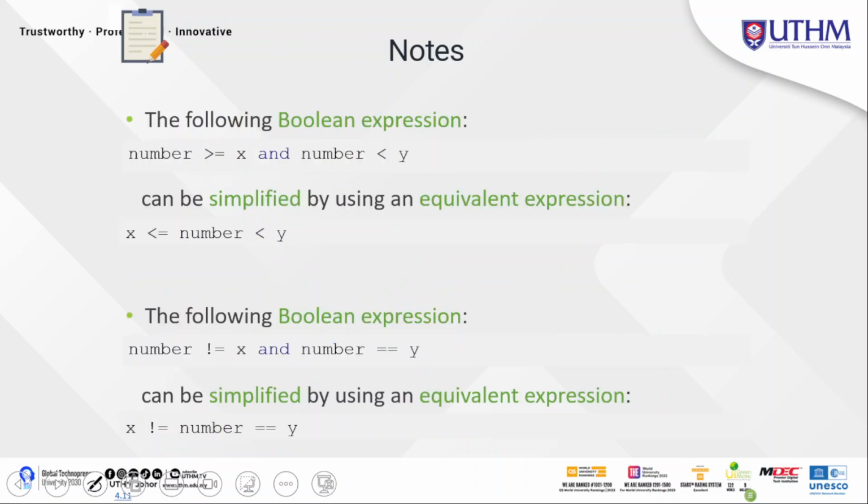Okay, Boolean expression. Number greater or equal to x and number less than y can be simplified by using equivalent expressions: x less than or equal to number, which is less than y. The following Boolean expression, not equal to x and equal to y, can also be simplified by using an equivalent operator. Instead of using and statements, we use the equivalent expression.